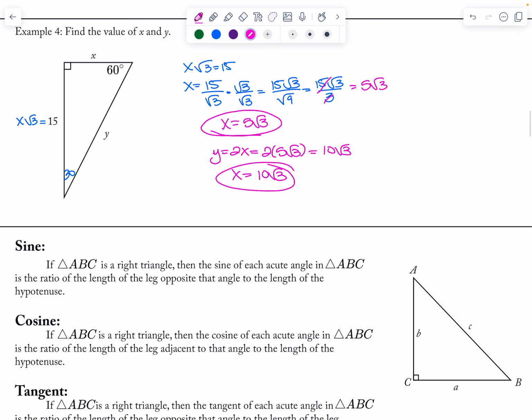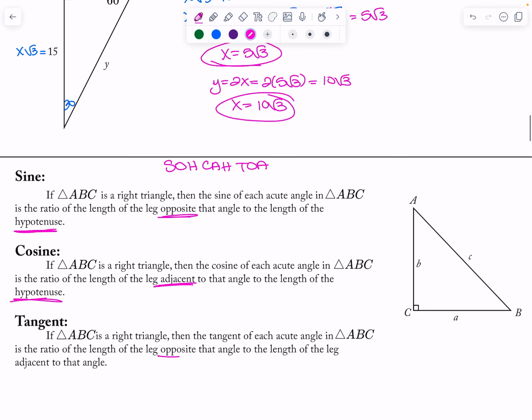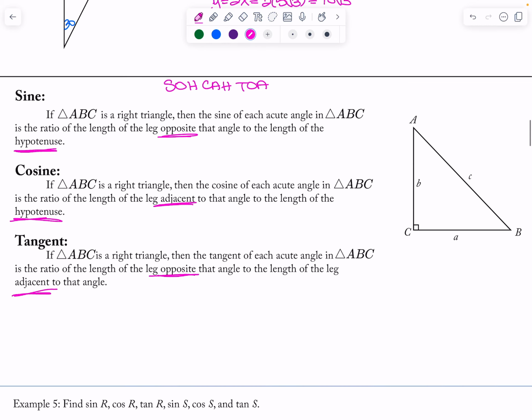So now we're going to do sine, cosine, and tangent. Sine is opposite over hypotenuse, which is why we write SOHCAHTOA. So opposite over hypotenuse, adjacent over hypotenuse, and then opposite over adjacent. Okay?